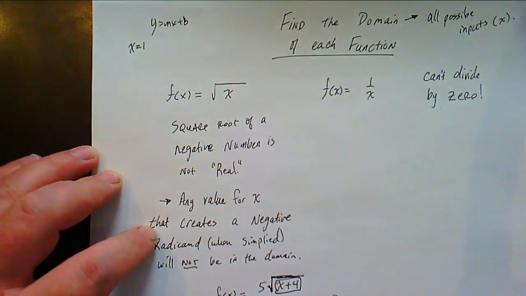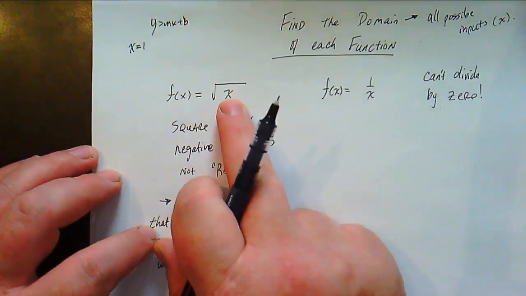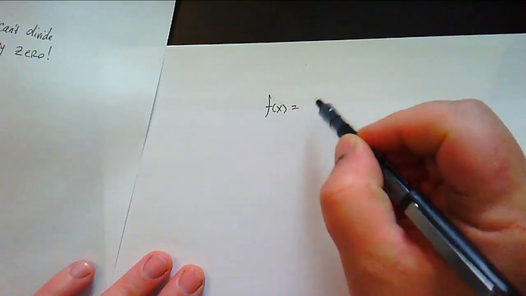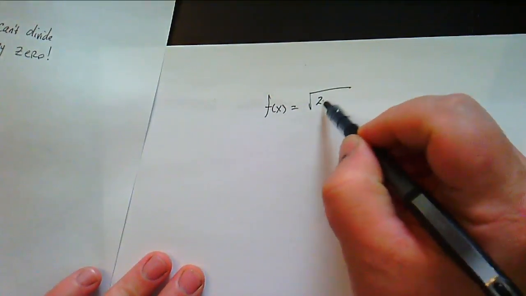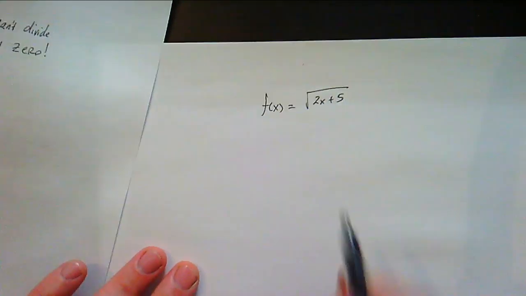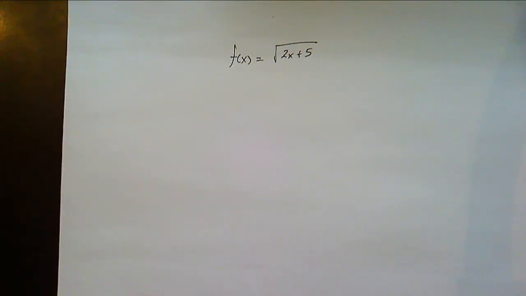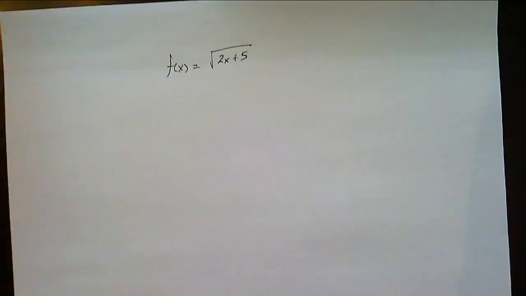So the idea with one like this is you're looking for what values for x would make this a negative. So how about we try one? How about we had f of x equals 2x plus 5. Can you guys figure out what the domain would be? Ale, how you doing today, Ale? I hope all is well. So let's go ahead and see if you can get that one figured out right there.